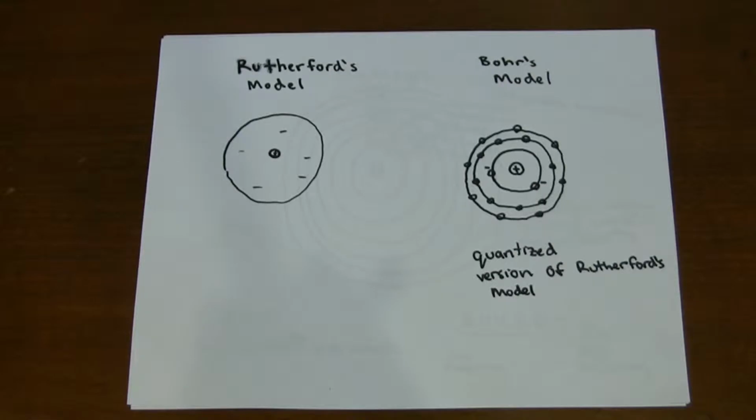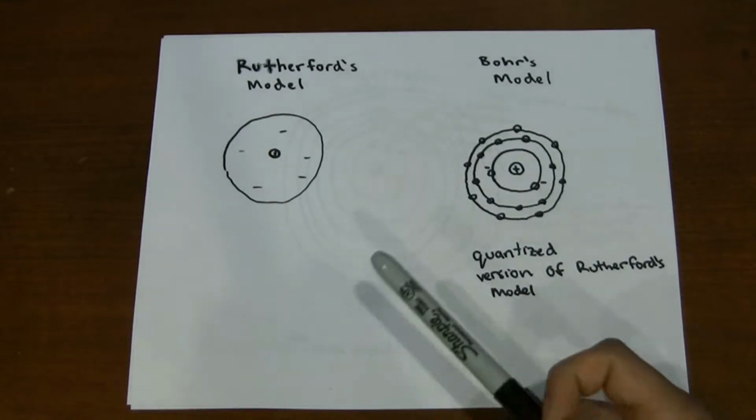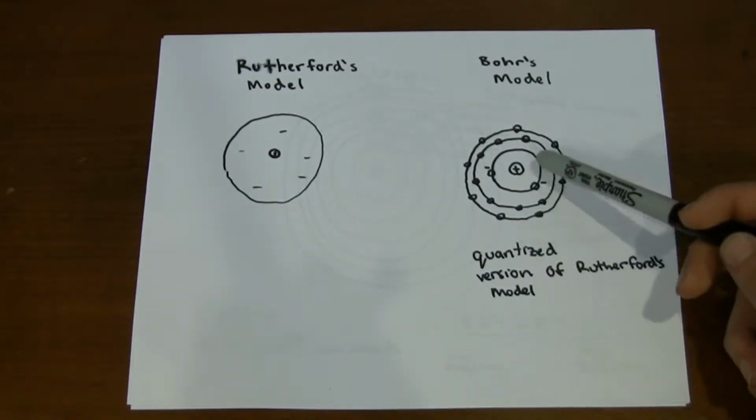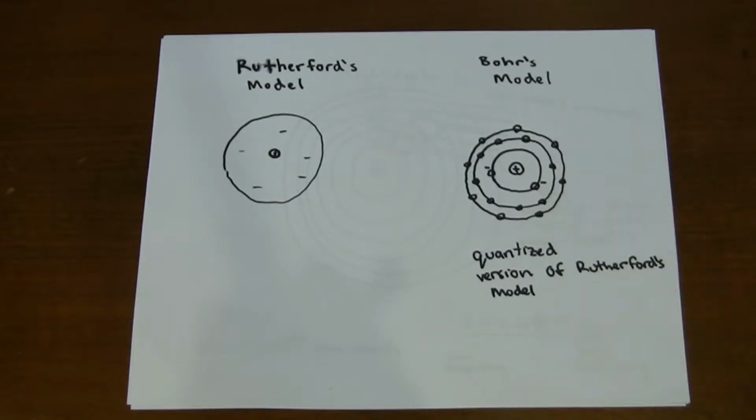Bohr applies quanta to his model by stating that, unlike the Rutherford's model, where the electrons are organized randomly in electron clouds surrounding a tightly compacted positively charged nucleus, electrons orbit the nucleus in different energy levels, which get increasingly far away from the nucleus.